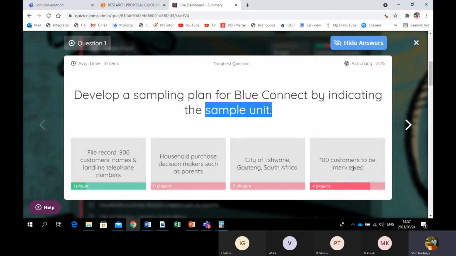Most of you chose 100 customers to be interviewed. That is not the sample unit. That is the sample size. Remember, sample unit is always where are we going to find them.